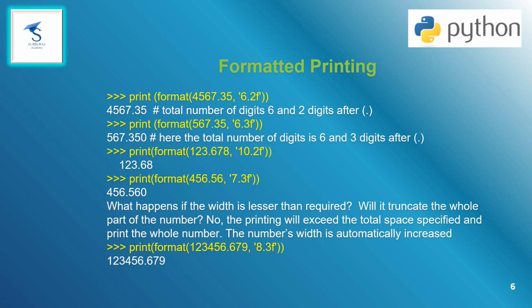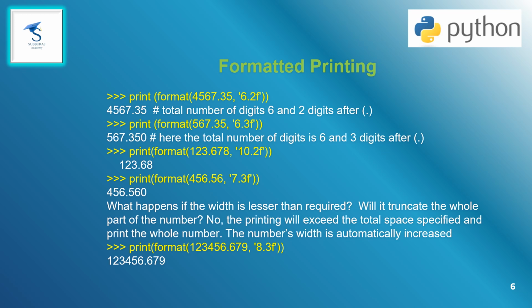That has got a meaning. What is 6.2? The total number of digits will be 6 and 2 digits after the decimal point. So it will print like this: 4567.35. Here 0.35, two digits after the decimal point. And there are only 4 digits before, total 6. So no problem, absolutely. The second print statement has format 6.3f, meaning 3 digits after the decimal point. But here the number has only 2 digits. So what you can do safely, you can add a 0. So it will print 567.350. So no violation. The total is 6 and 3 digits after the decimal point.